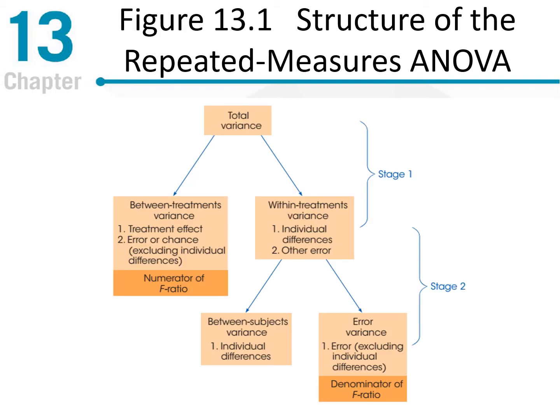So you have your total variance divided into between and within. The between is the treatment effect, the numerator. The within is sampling error, which is chance. It's also individual differences. You then need to subtract out individual differences. That's called the between subjects variance. And then whatever is left over is called the error variance. And that becomes the denominator of your F ratio.